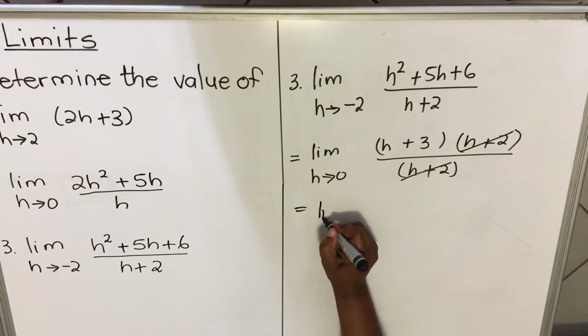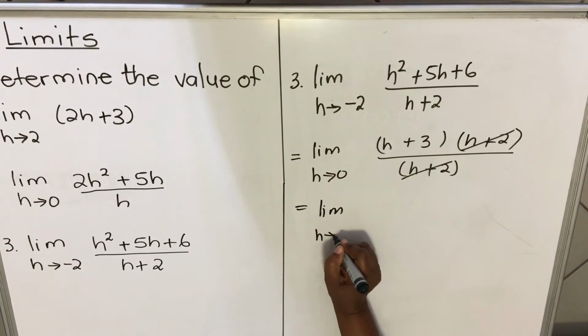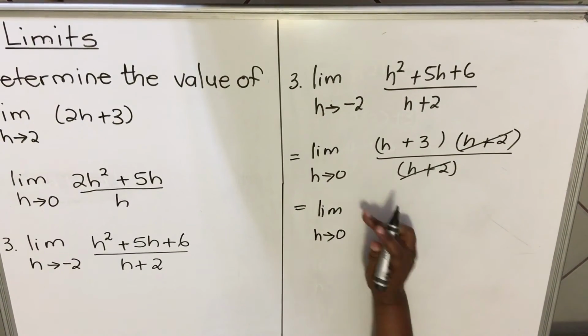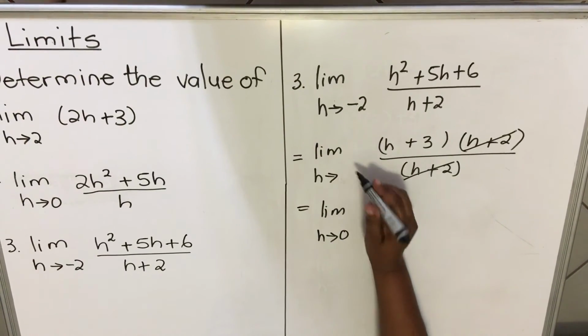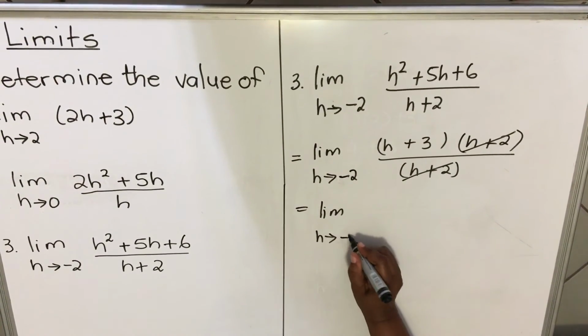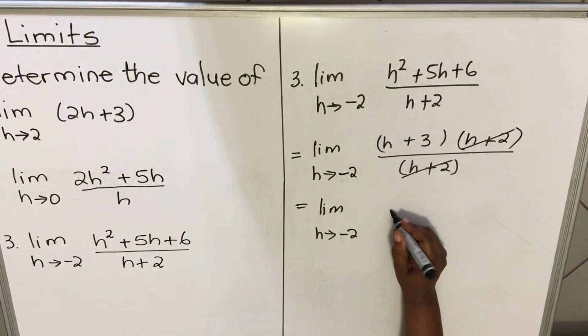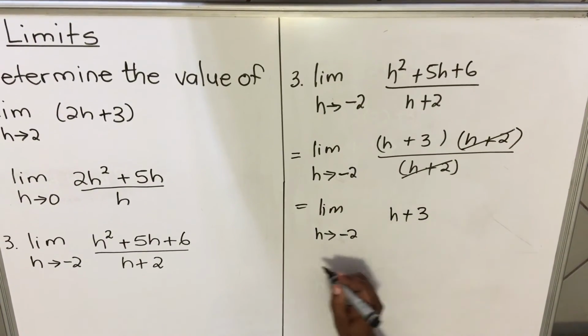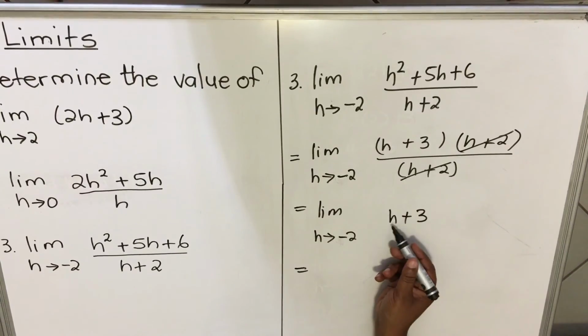So I'll be left with limit as h tends to 0. No, it's not 0. H tends to minus 2. Then I have h plus 3. Now I'm going to substitute the minus 2 there.